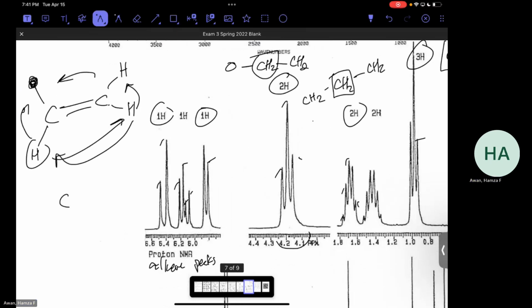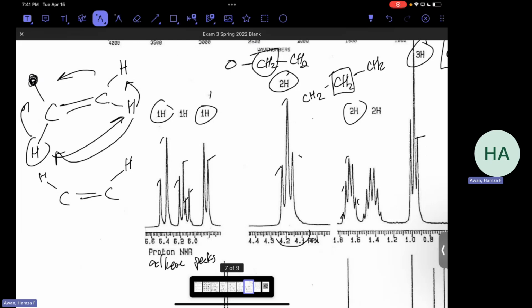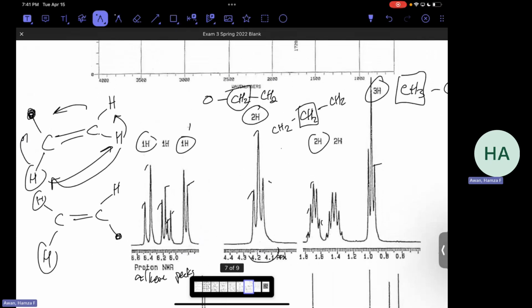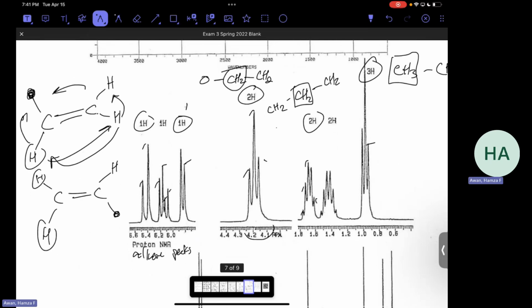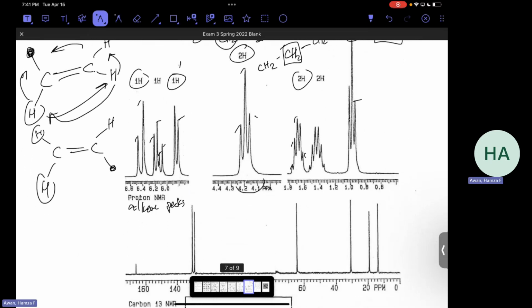And then we have our first hydrogen right here that's bonded to another hydrogen like this. And on the other side, the same thing happens to get one hydrogen. So we have the CH2 on either end, and one of them has no hydrogens attached to whatever that is, right?